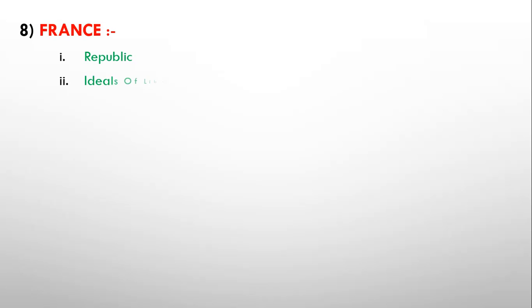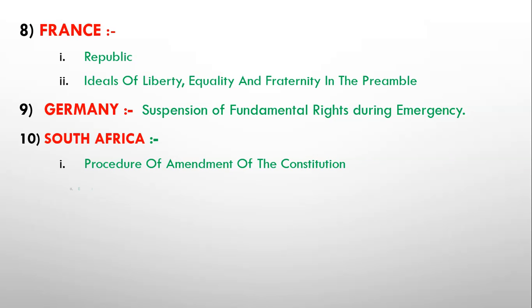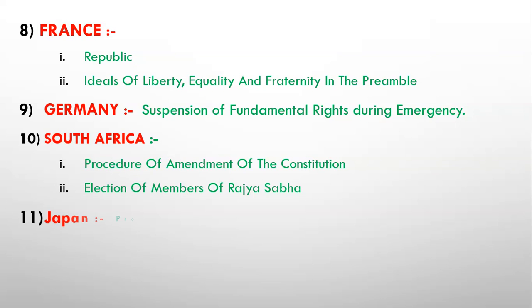what have we adopted from the Constitution of France? We have adopted the Republic from the Constitution of France. Now what is a Republic? Republic means the head of the state is not hereditary. The head of the state is elected. So who is the head of India? President is the head of India. So the post of president is not hereditary. The post of president is elected. Now, the ideals of liberty, equality, and fraternity in the preamble were also adopted from the Constitution of France.